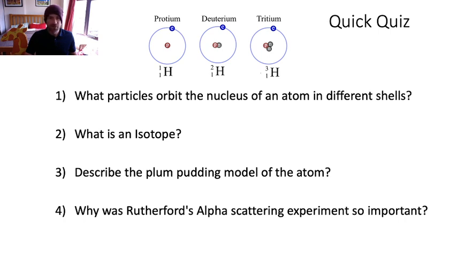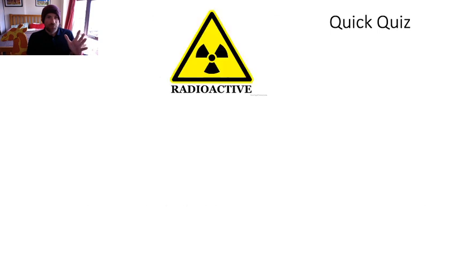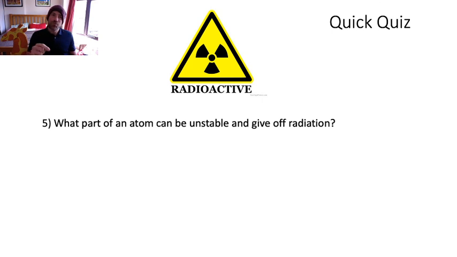Good. And I've got you on the right screen, which is a bonus. Right, next 4. This is about last lesson. We're starting to understand radioactivity and radioactive decay, and here are some questions on that to see what we picked up. Question 5. What part of an atom can be unstable and give off radiation? It's important you know where the radiation comes from. So which part of an atom can be unstable and give off radiation?